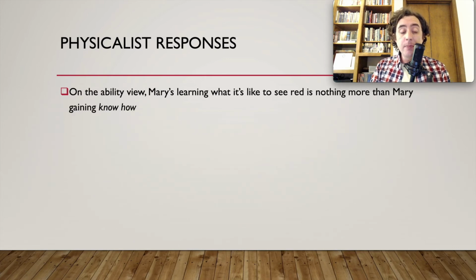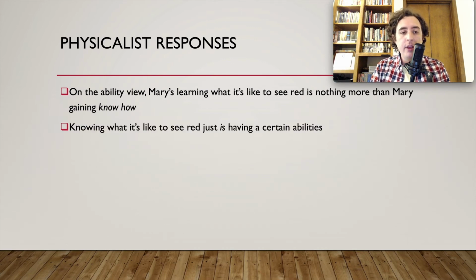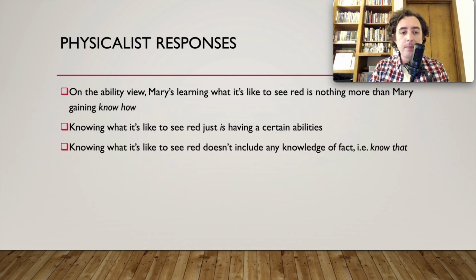So on this ability view, Mary's learning what it's like to see red is nothing more than Mary gaining know-how. Knowing what it's like to see red just is having certain abilities. And learning what it's like to see red is gaining those abilities when you didn't have them before.